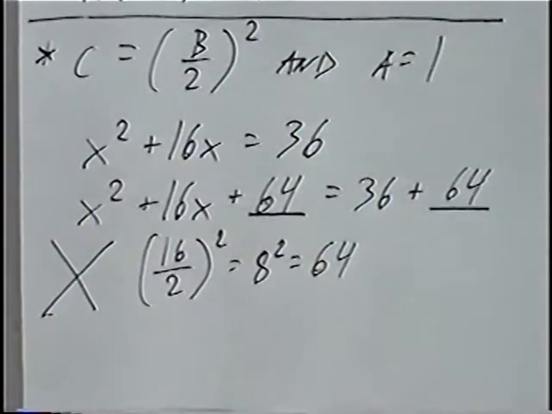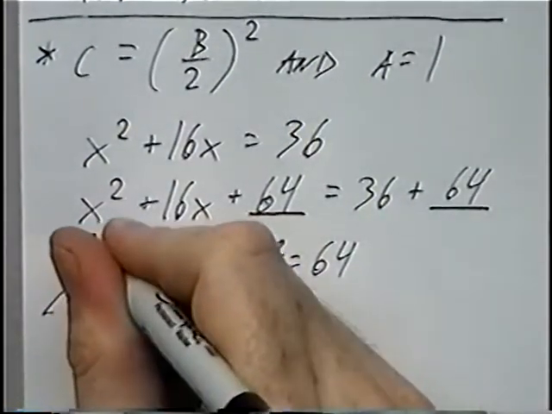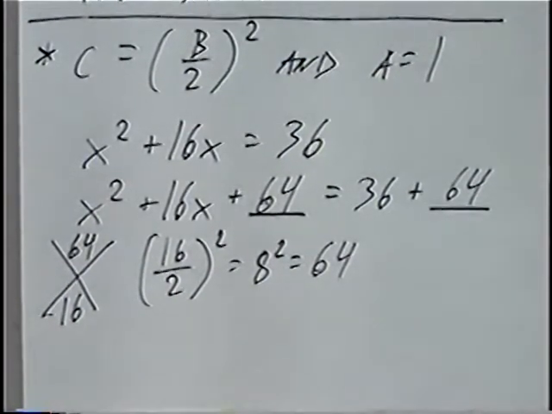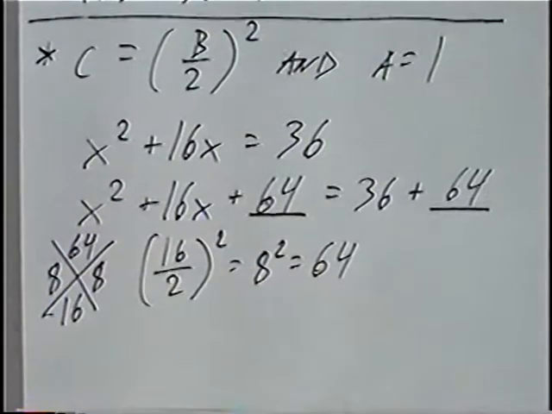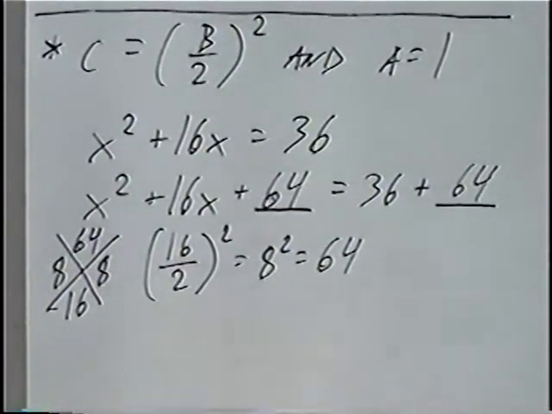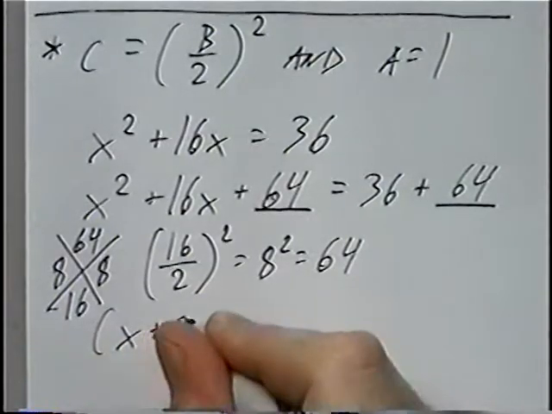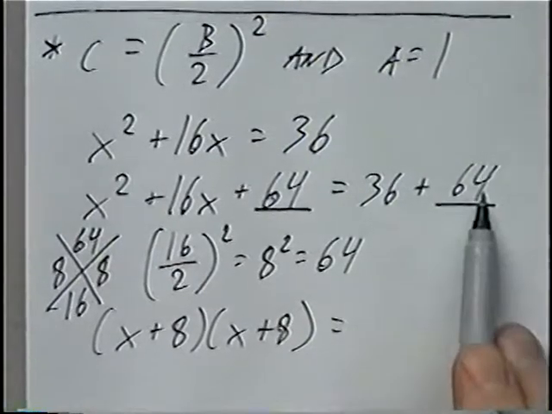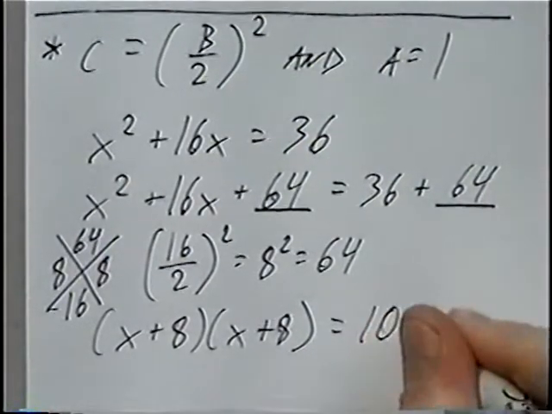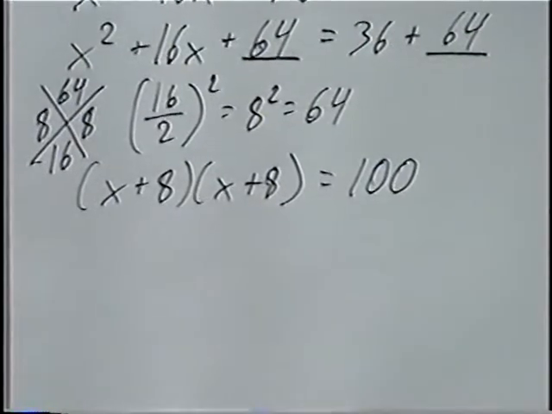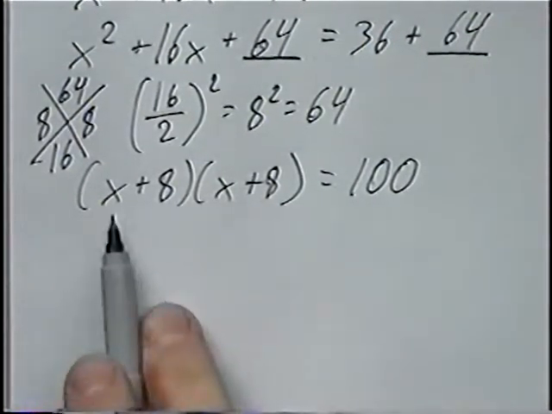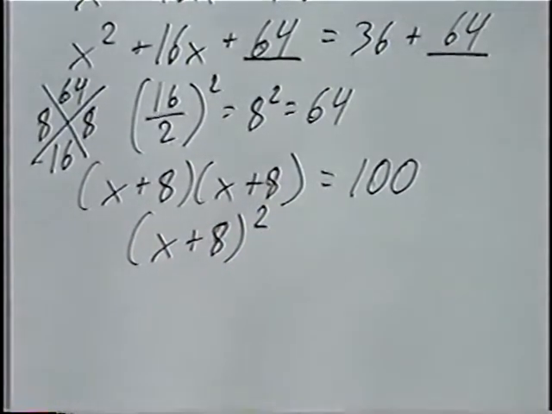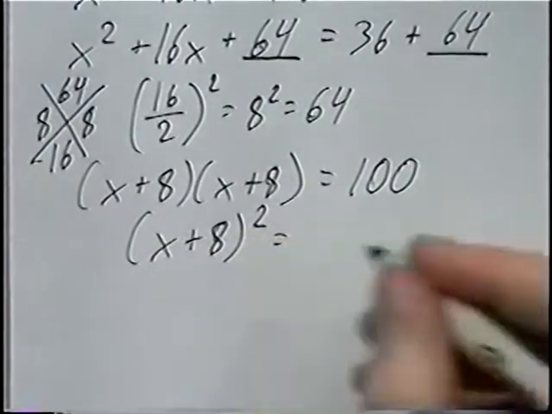If you want to, you can draw the x or the diamond, multiplying to get 64 and adding to get 16. The two numbers that multiply to get 64 and add to get 16 would be 8 times 8. So factoring this trinomial, we'll have x plus 8 and x plus 8 equals 36 plus 64, which is 100. Solving from here, we have the same parentheses twice, so we can rewrite that as x plus 8 squared equals 100.